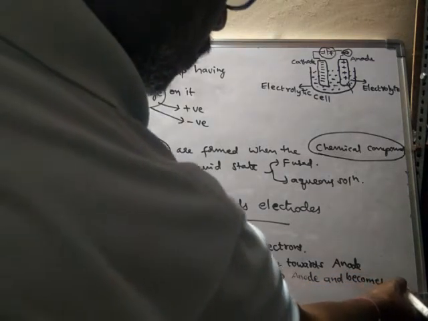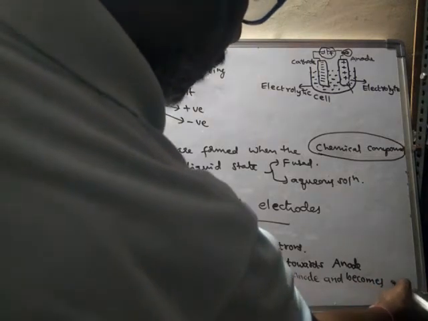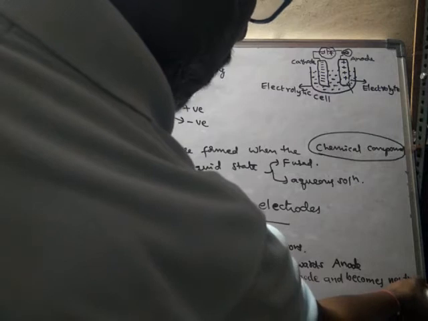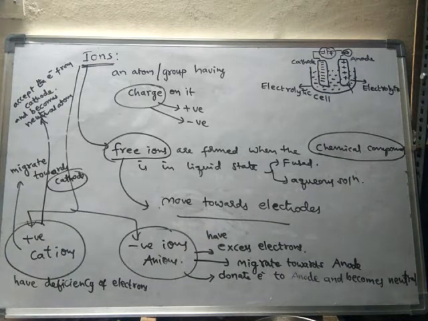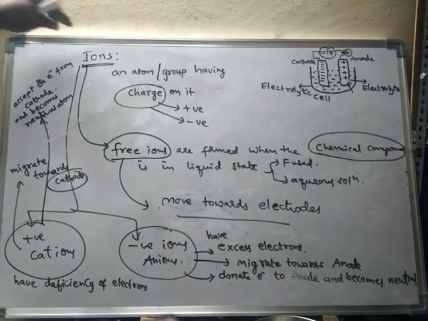So that means both cations as well as anions will become neutral atoms. That means they lose their charges. That process is said to be discharging of their charges. That means ions will undergo discharge. They lose their charges when they move towards the electrodes. A discharge of cation takes place at the cathode, and a discharge of anion takes place at the anode. So like this, cations and anions can be discussed.